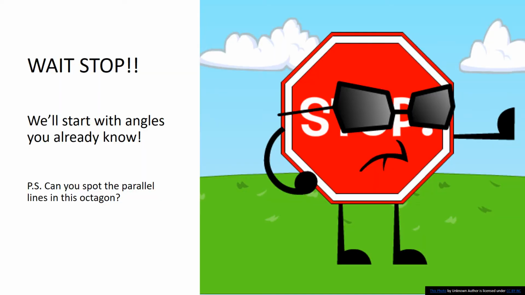But wait, stop. We already know some angles. We're going to start with those because remember, learning is all about making connections to stuff that you already know. So also, can you spot the parallels in here? This one's parallel with, I don't know if you can see my cursor. Maybe I'll write. This is parallel to this. Whoa. Those are different colors. Okay, whatever. This is parallel to this. Oh, it's just a highlighter, that's why. Okay.